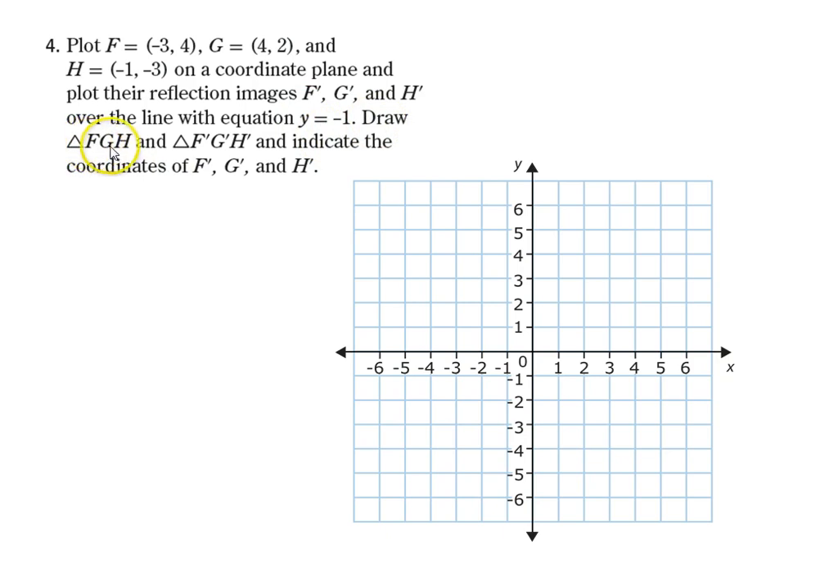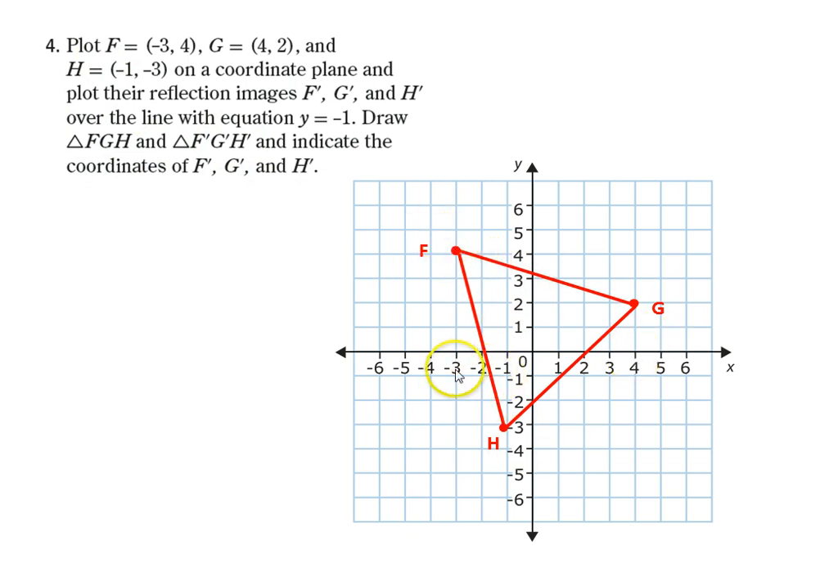Now we're going to draw the triangle FGH and the triangle F prime, G prime, H prime, and indicate the coordinates of F prime, G prime, H prime, which are the vertices of this triangle. So first thing I'm going to do is plot F, G, and H. They're right here. Here is (-3, 4). Here is (4, 2). And here is (-1, -3). So those points have been plotted. Now I'm going to draw the triangle, so connect those points. And here's the triangle, FGH.